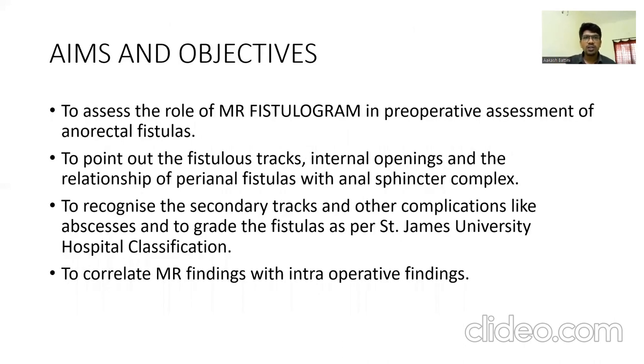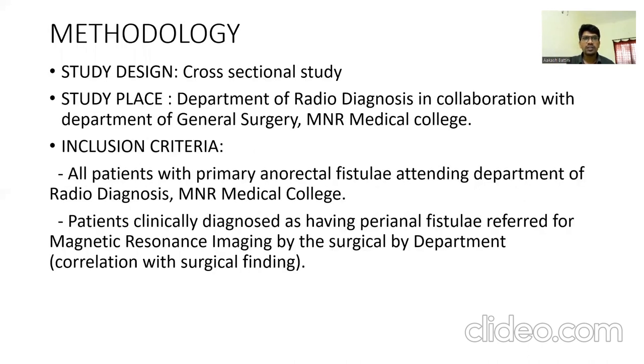Aims and objectives: to assess the role of MR fistulogram in preoperative assessment of anorectal fistulas. To point out the fistula tracts, internal openings, and the relationship of perianal fistulas with the anal sphincter complex. To recognize the secondary tracts and other complications like abscesses and to grade the fistulas as per St. James University Hospital classification. To correlate MR findings with intraoperative findings.